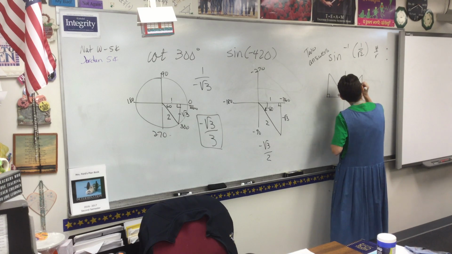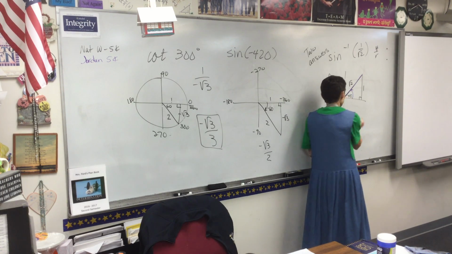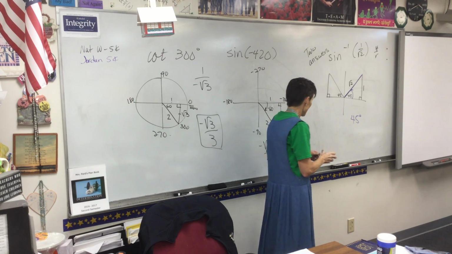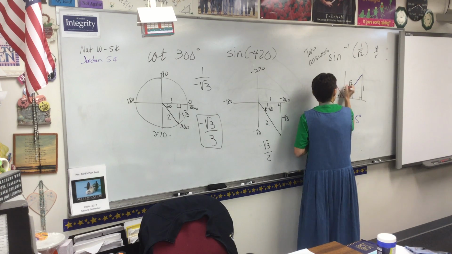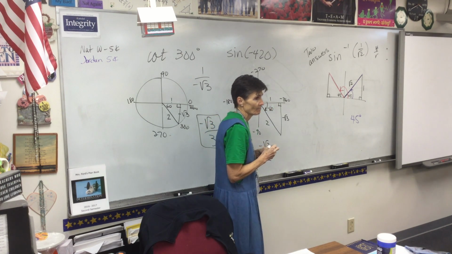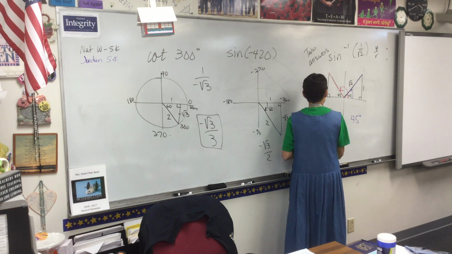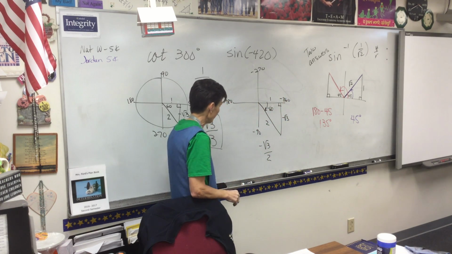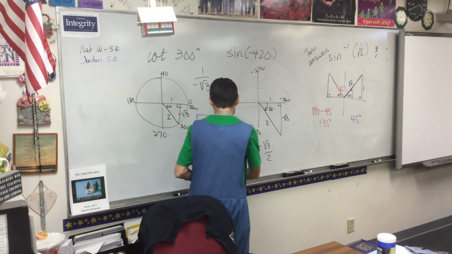This purple angle right here is one of your answers. So one of your answers is 45 degrees. This red angle is your other answer. It is not 45 degrees. It's 135. It's 180 minus 45, so it's 135 degrees. So the two answers to the problem are 45 and 135.